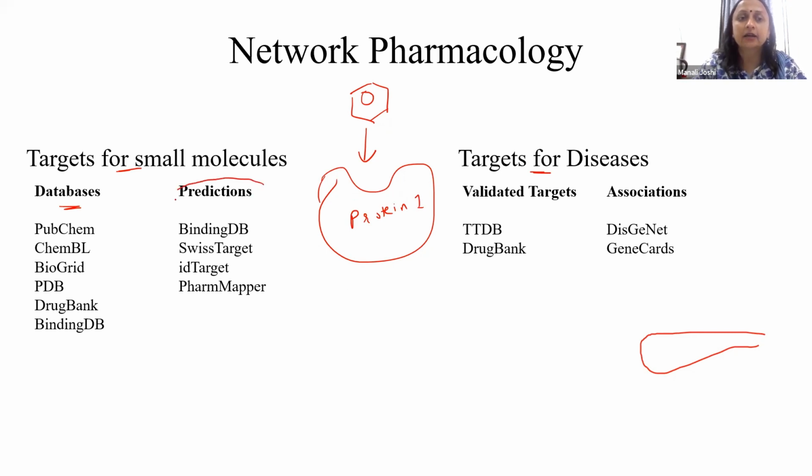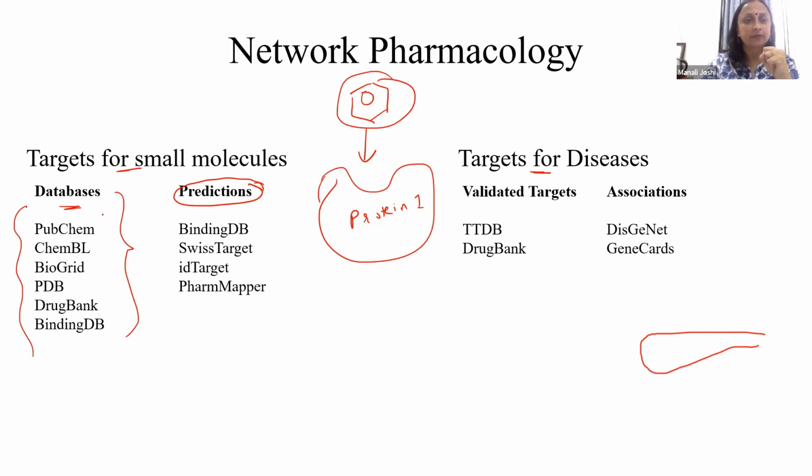Alternately, there are tools that give predictions. That means given the small molecule, what protein might it bind hypothetically. Now these predictions may be good, may be bad. We don't have an idea, right? So one should primarily look for targets which have been experimentally validated. PubChem is an excellent resource. PubChem, ChEMBL, BioGRID, PDB, DrugBank, BindingDB, where there is experimental data available for small molecules. So one should ideally try to go with this.